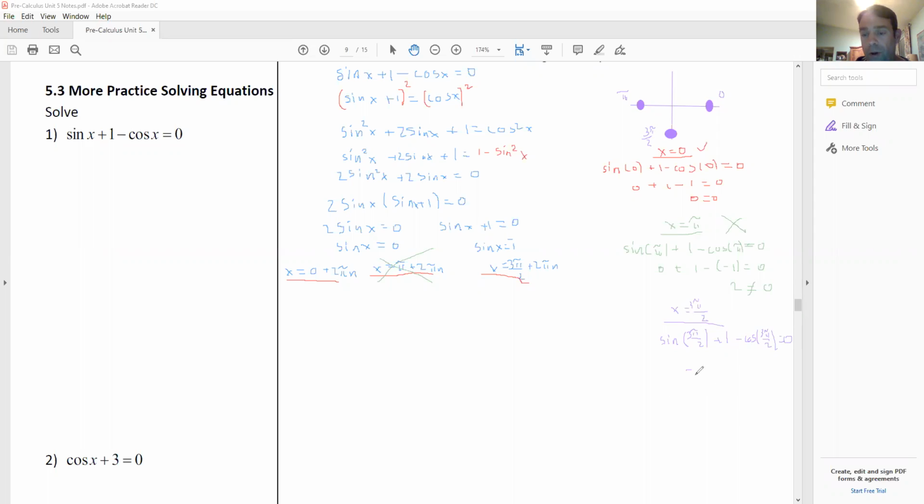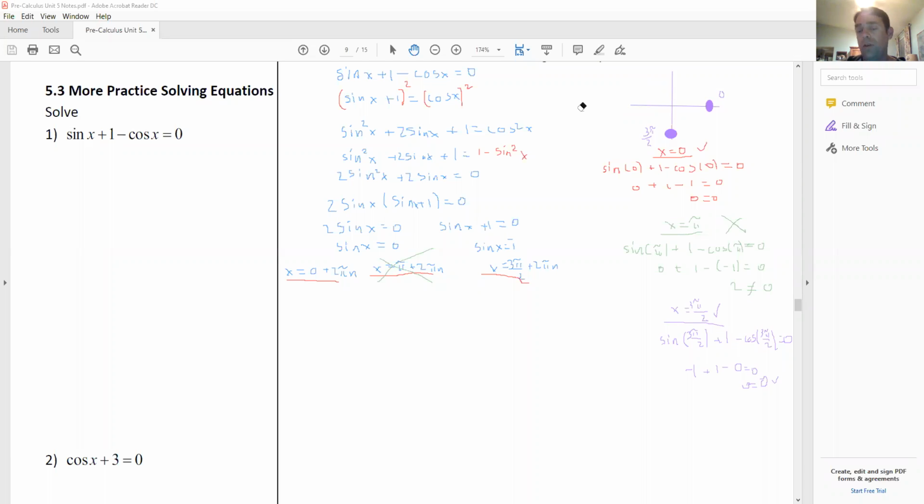So sine of 3 pi over 2 is negative 1, plus 1, minus 0, equals 0. And I ended up with 0 equals 0. Friends, we got a great answer there too. So that one works as well. So that means we have 2 answers that work, but we had the one answer that didn't work. So we have to get rid of that answer.